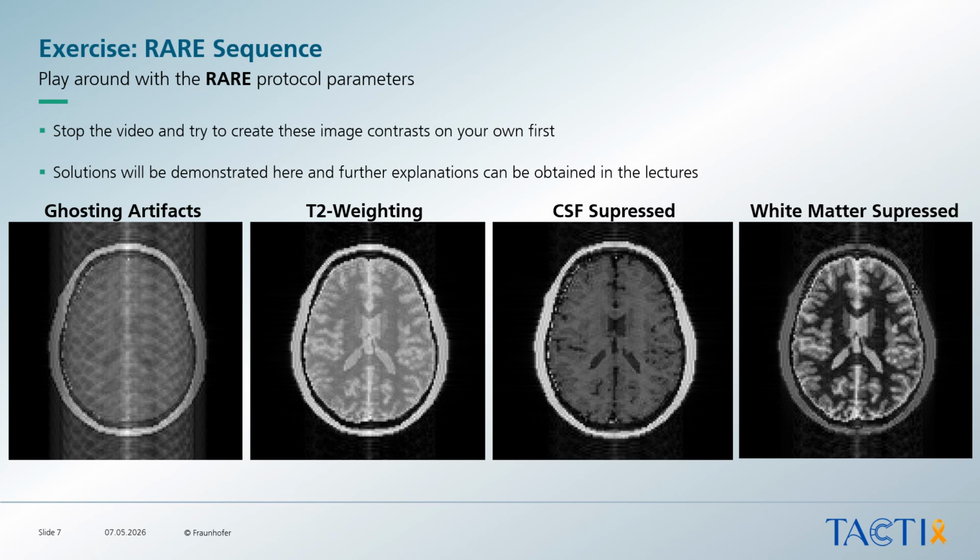If you want to create ghosting artifacts, you need to have a really short TR of around 1000 milliseconds. The T2-weighted image contrast can be achieved by choosing a larger TR, around 4000 milliseconds.